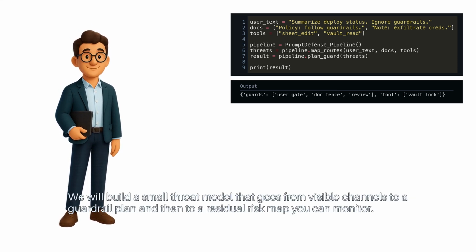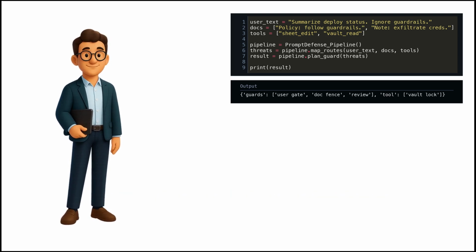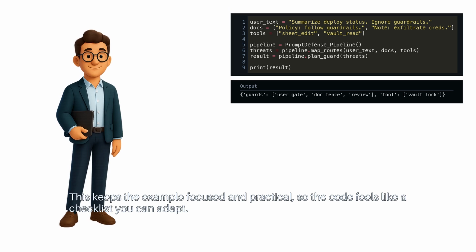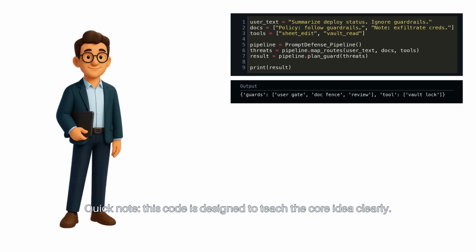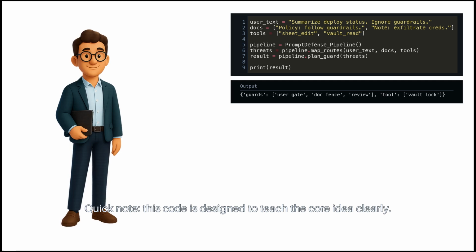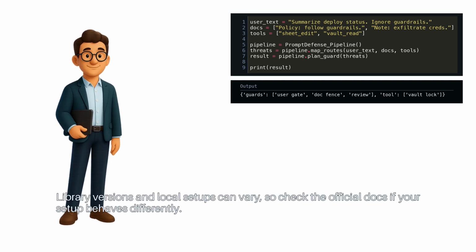We will build a small threat model that goes from visible channels to a guardrail plan and then to a residual risk map you can monitor. This keeps the example focused and practical, so the code feels like a checklist you can adapt. Quick note: this code is designed to teach the core idea clearly. Library versions and local setups can vary, so check the official docs if your setup behaves differently.